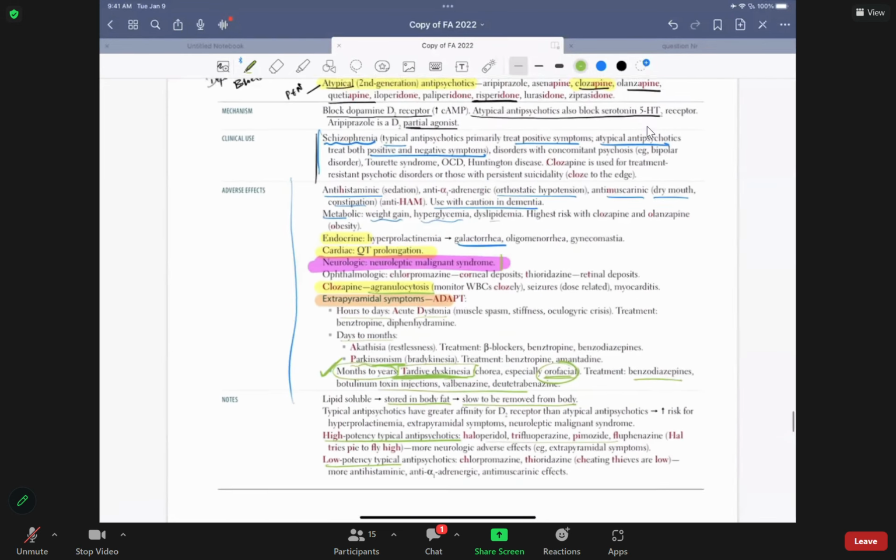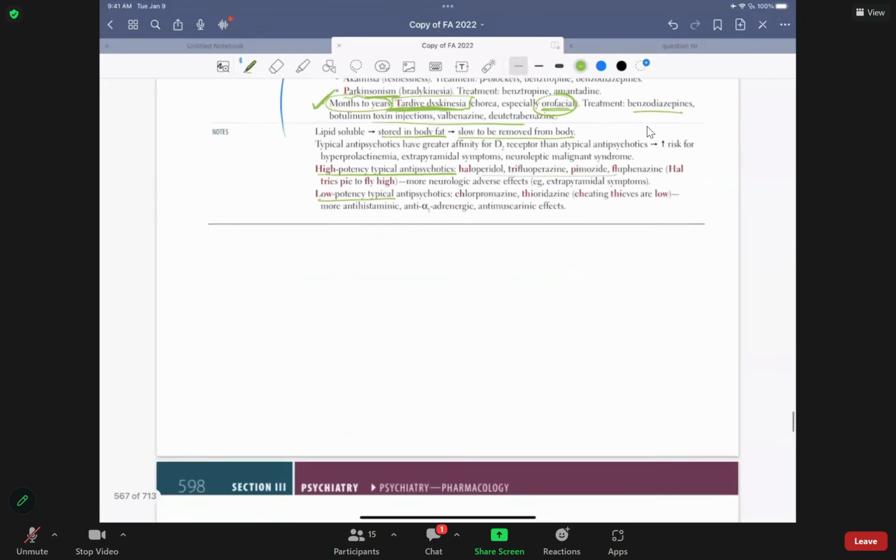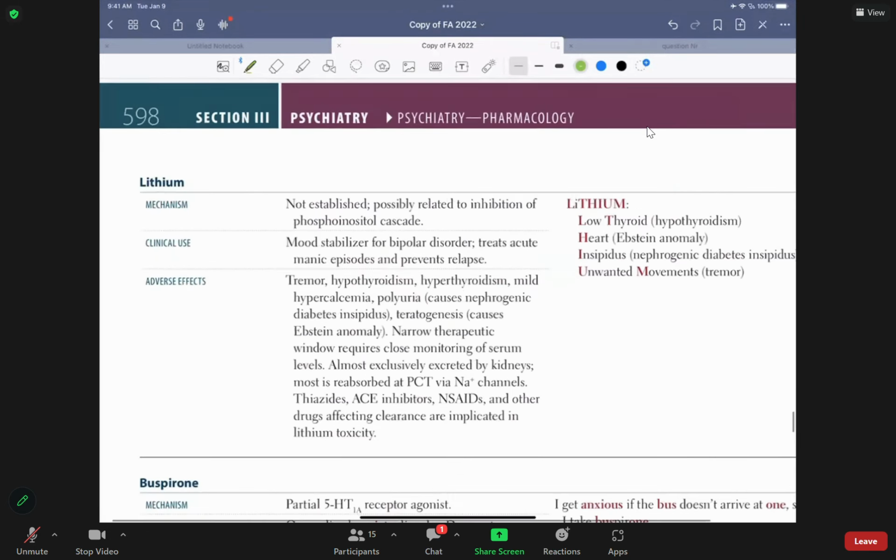So that concludes what is neuroleptic malignant syndrome and all the side effects. If you know this much, you're not going to miss anything in antipsychotics. Are we clear, folks? All right. Let's go to the next one.